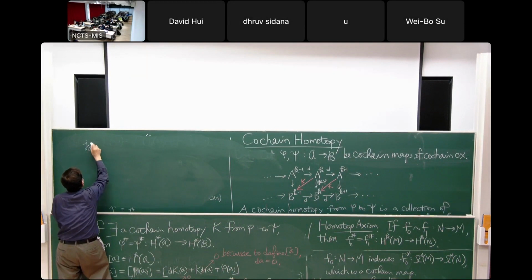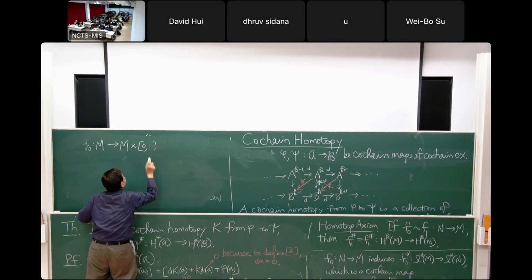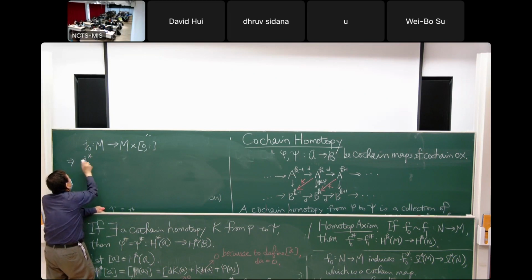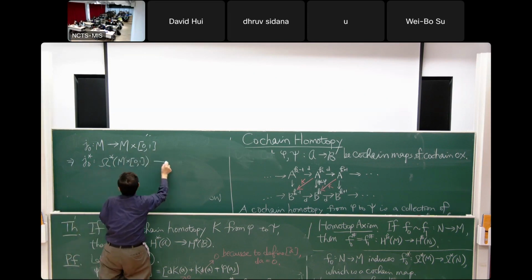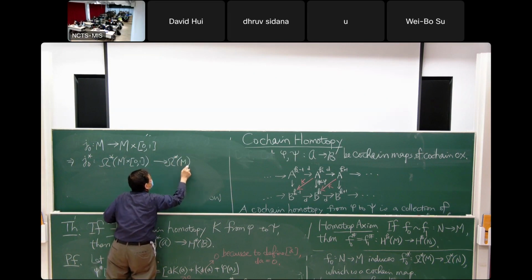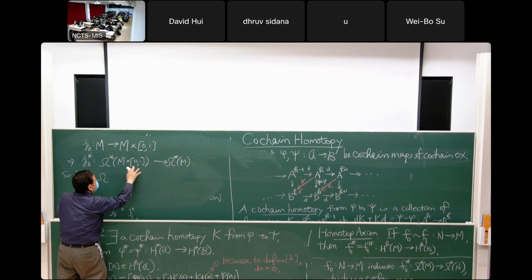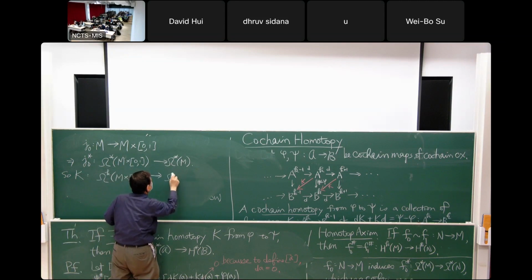So J0 goes from M to M cross [0, 1]. And so J0 star goes from the forms on M cross [0, 1] to the forms on M. So K has to go from, this is your A, this is your B, it has to go from A in degree k to B in degree k minus 1.